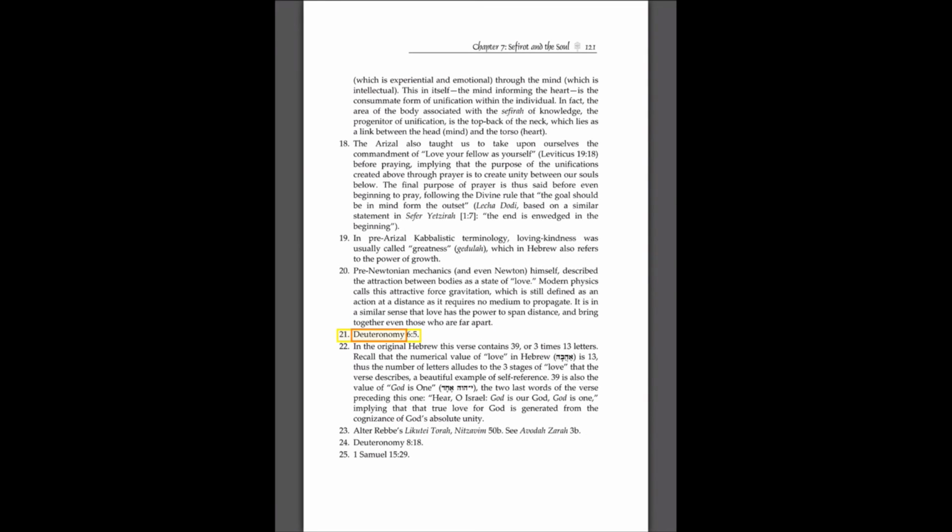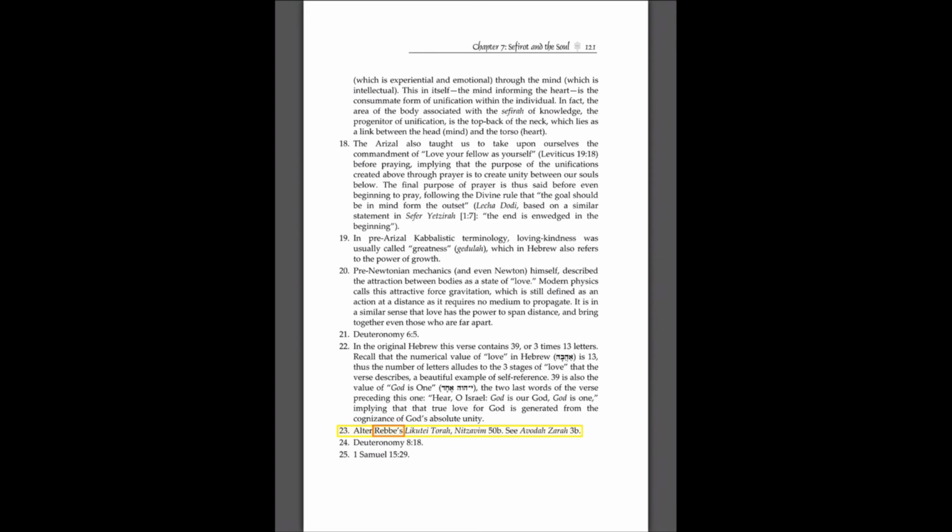21. Deuteronomy 6:5. 22. In the original Hebrew this verse contains 39, or 3 times 13 letters. Recall that the numerical value of love in Hebrew is 13, thus the number of letters alludes to the 3 stages of love that the verse describes, a beautiful example of self-reference. 39 is also the value of "God is one," the last words of the verse preceding this one, "Hear, O Israel, God is our God, God is one," implying that true love for God is generated from the cognizance of God's absolute unity.